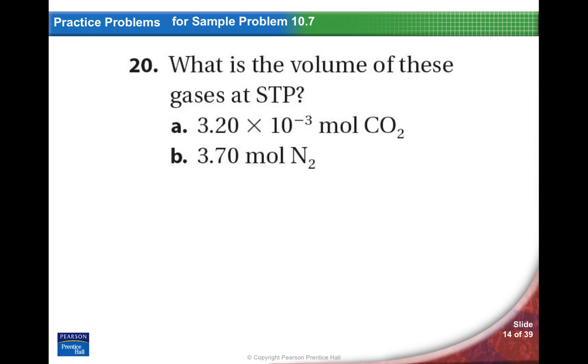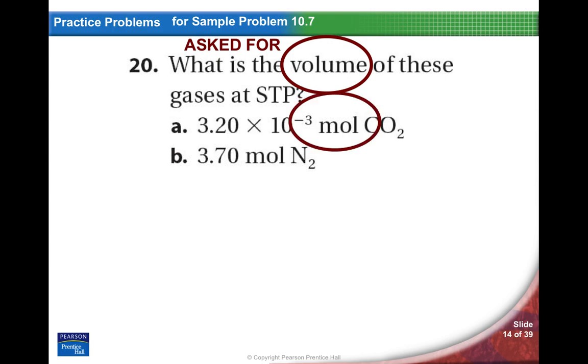All right, here's the problems. So I need you to get your calculators, and you can pause this obviously because you're working on your own time. The question is, what's the volume of these gases at STP? So they're asking for volume. Both A and B have moles as the given information.